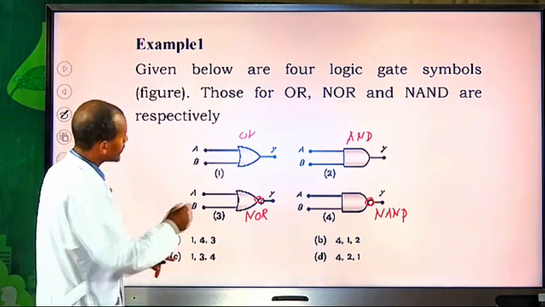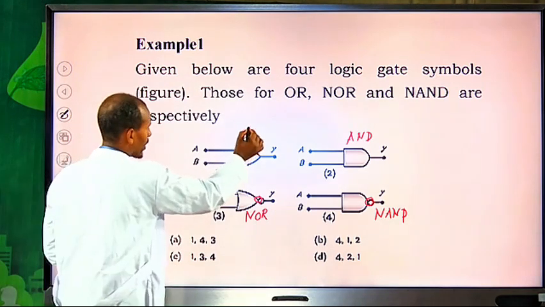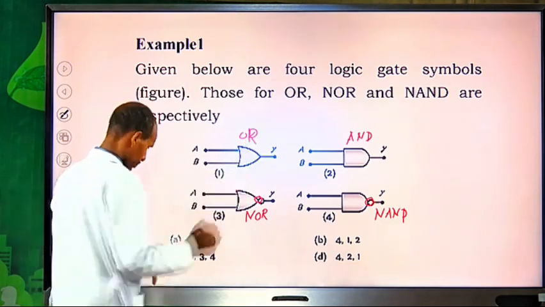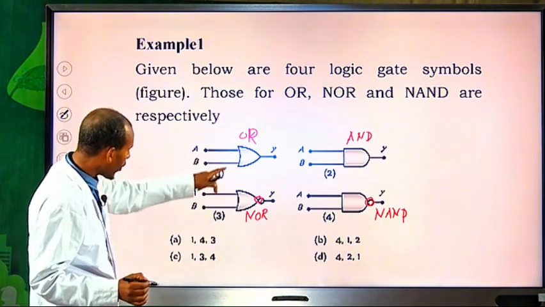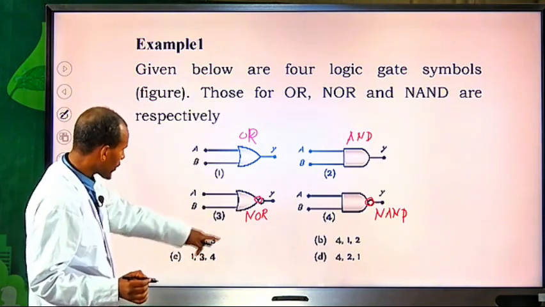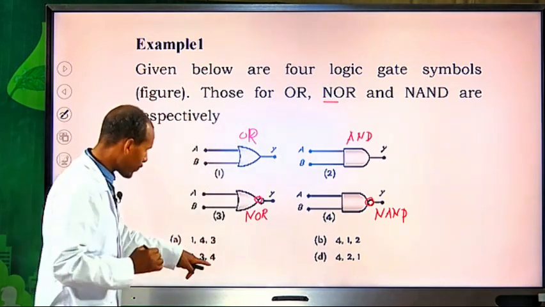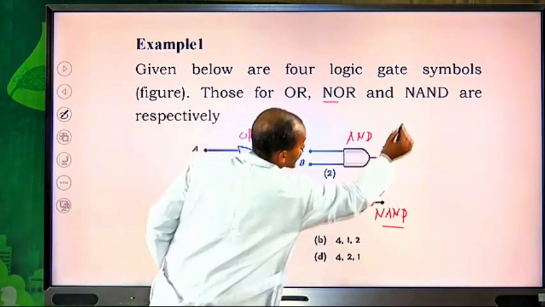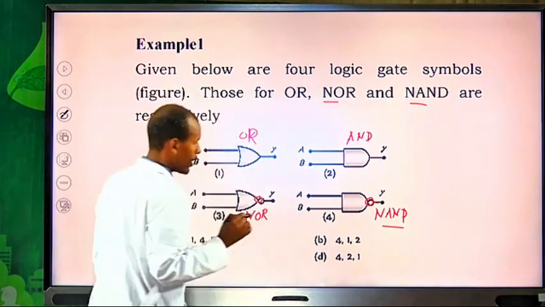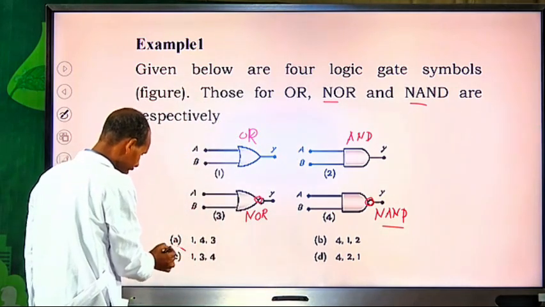One is OR, yes, and the third one is NOR, which matches the required one, and the fourth one is NAND, which matches the last one. So the correct answer is C.